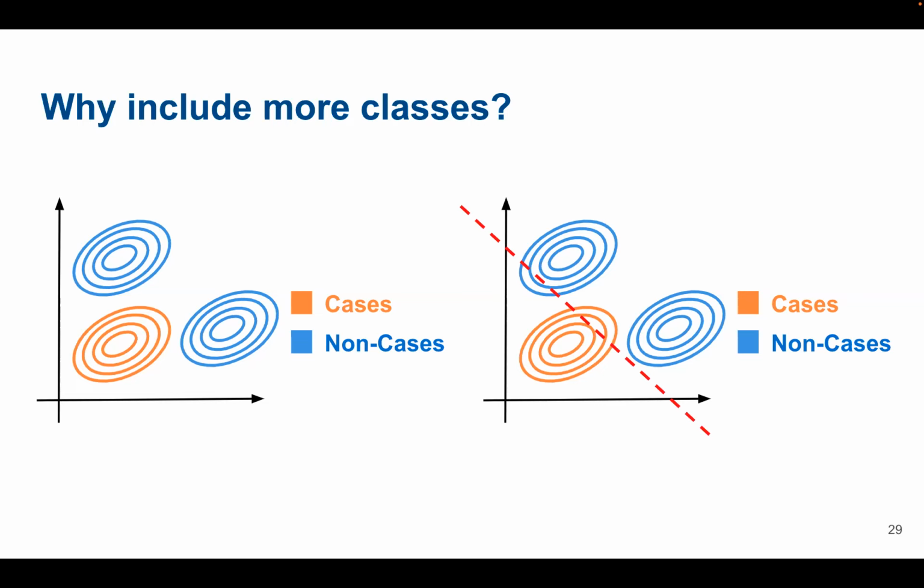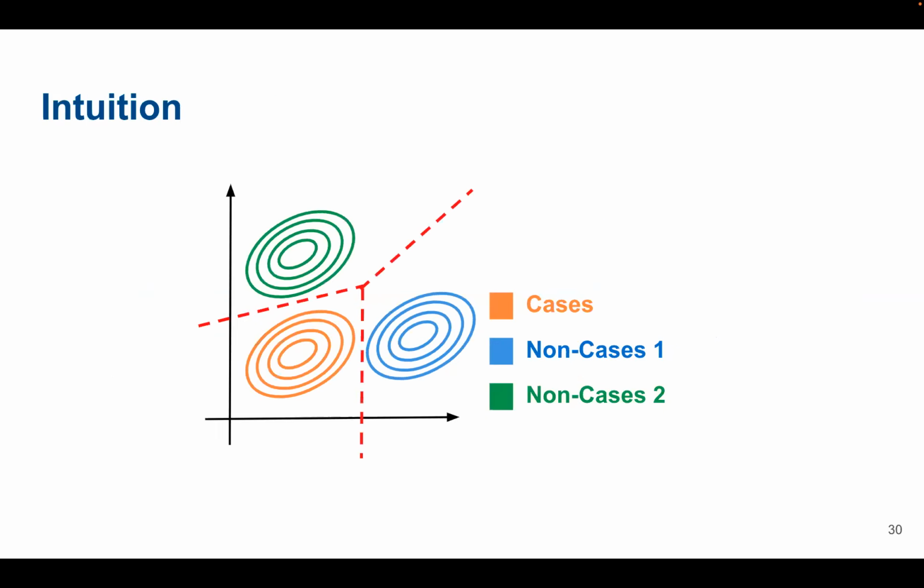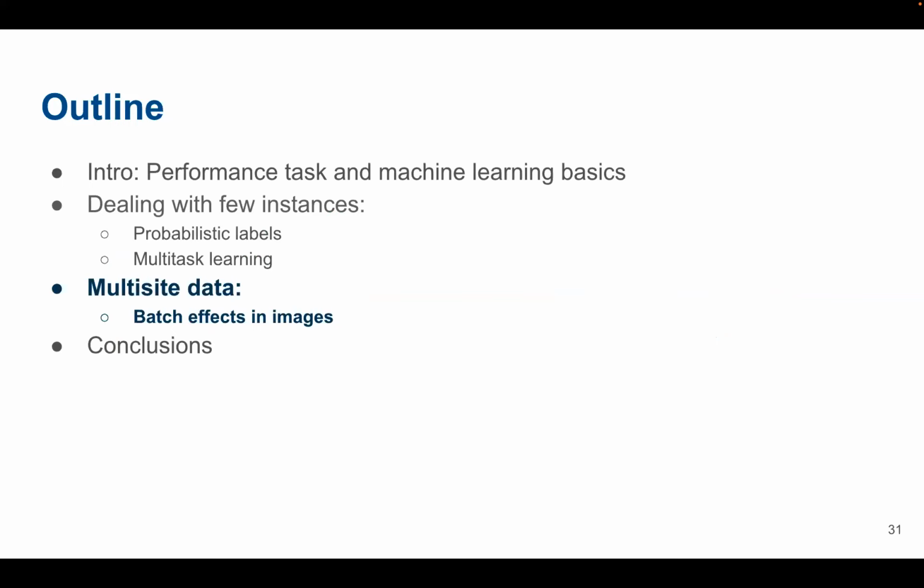What if I tell you that the blues are not the same? That it is blue and it is green. Then you are allowed to have 2 lines because now you have 3 different classes. So now you can distinguish them perfectly. So this is the intuition behind giving this extra information. And it works, it's nice.